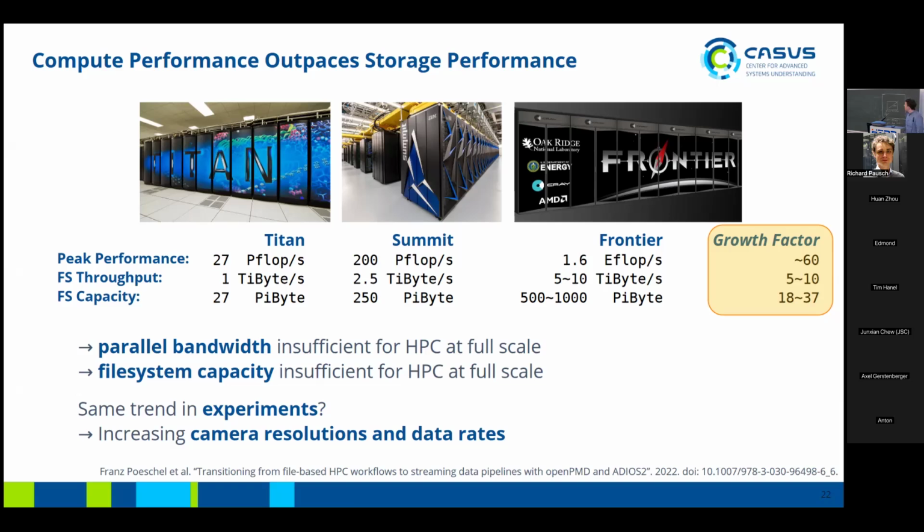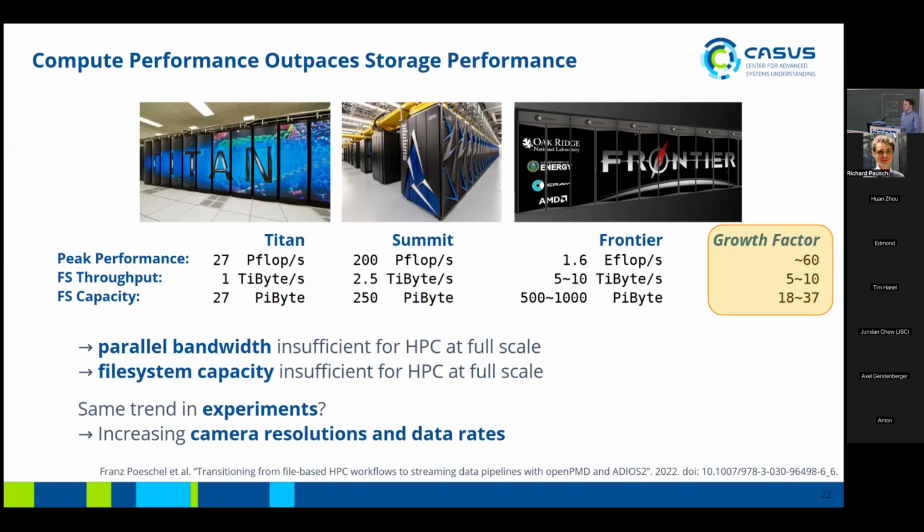And the I/O system at Frontier, I really have to say, is good. It works really well. It has good performance, and it's really a usable thing. But still, the gap is going up, and we are reaching the limits of the file system at fractions of the entire system size. So the parallel bandwidth is insufficient for HPC at full scale, as well as the actual storage capacity that we have. Yeah, you get the angry emails about deleting your data, please.